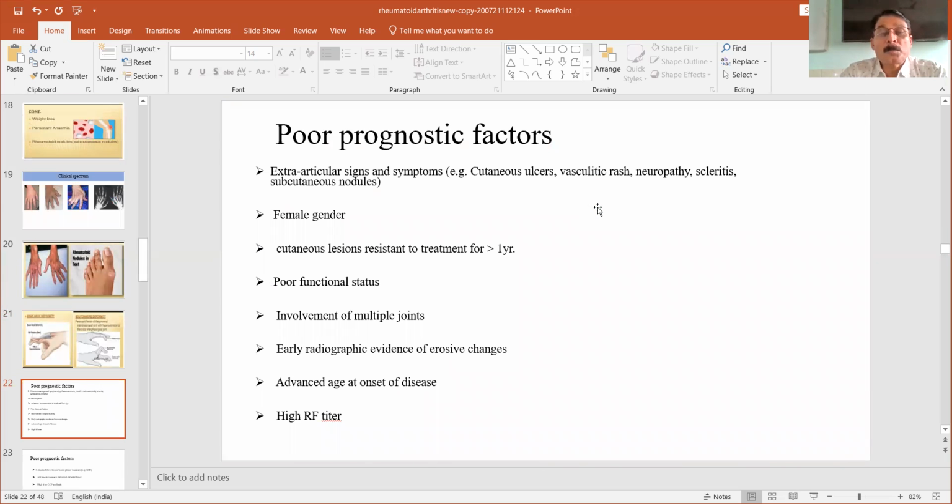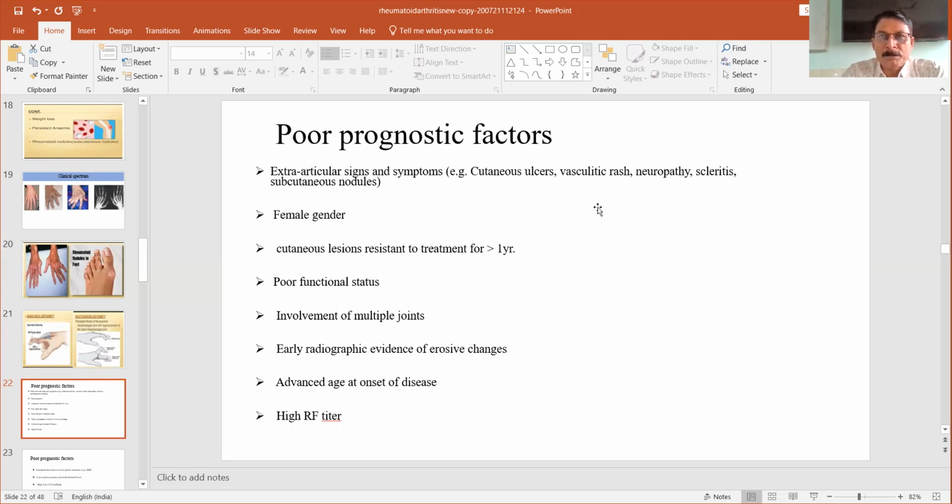So, some poor prognostic factors. Now, these are certain groups of patients. As I said, our approach in rheumatoid arthritis is to diagnose the patient as early as possible with the help of proper clinical examination and also laboratory findings. We are going to talk about on what basis we are going to diagnose this patient. ACR guideline, we will talk about. But certain things are also important in the prognosis later.